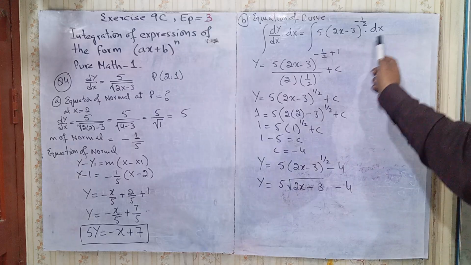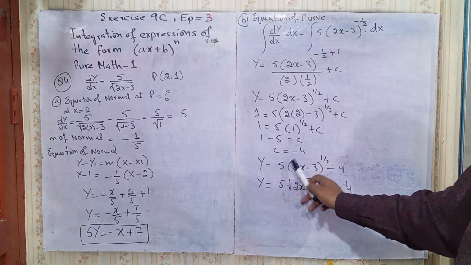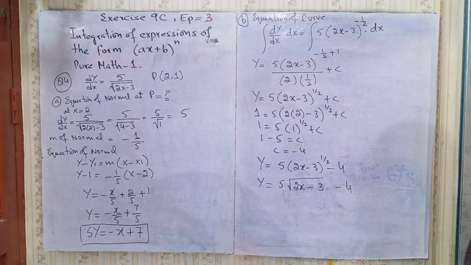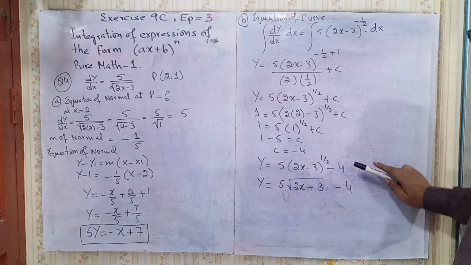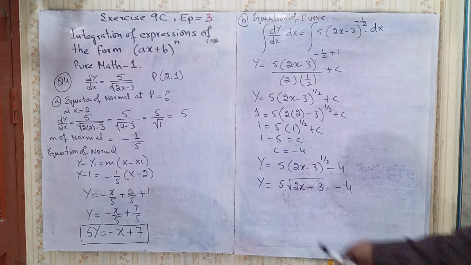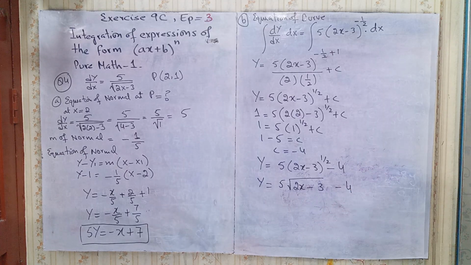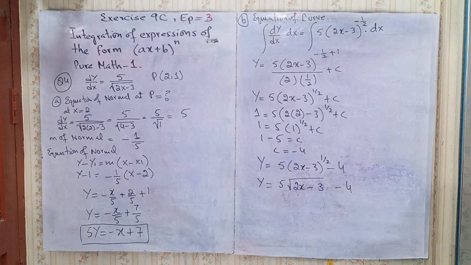So the coin of the curve, and the c value is minus 4. So 5 bracket 2x minus 3 bracket close raised to power 1 by 2, and the value of c is minus 4. Okay. So raised to power 1 by 2 means the square root. Okay. So y is equal to 5, the square root of the 2x minus 3 and minus 4. So this is the coefficient of the curve.